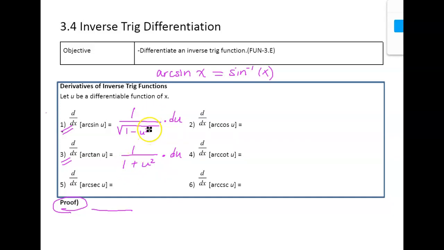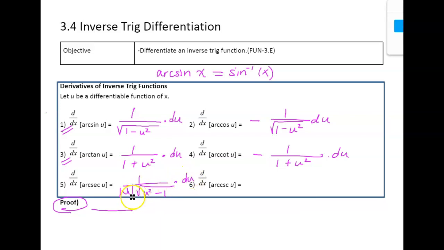Now, arc cosine is similar. It's the negative of the arc sine, so it would be easy to memorize. Arc cotangent, same idea. It's the negative of arc tangent. Okay, and then arc secant, I don't have a good way to memorize this, but it's 1 over u times the square root of u squared minus 1, and then everything's times du. So that's the absolute value of u. Sorry, it looks a little messy. And then arc cosecant is the negative of arc secant.